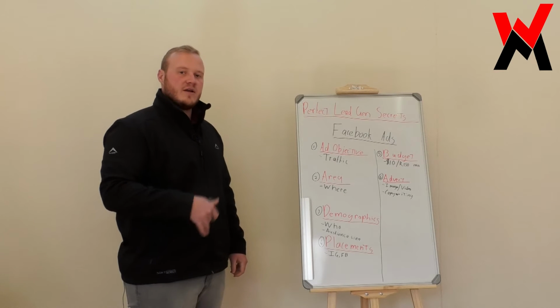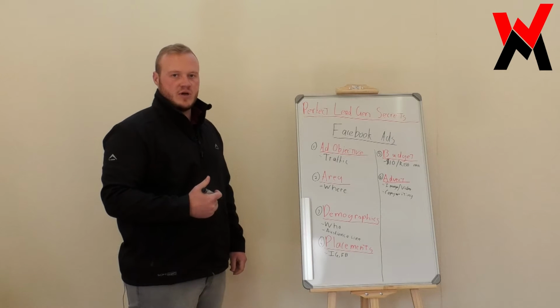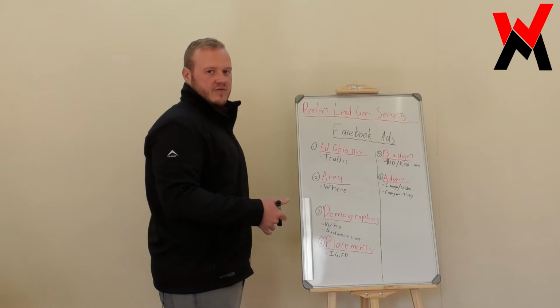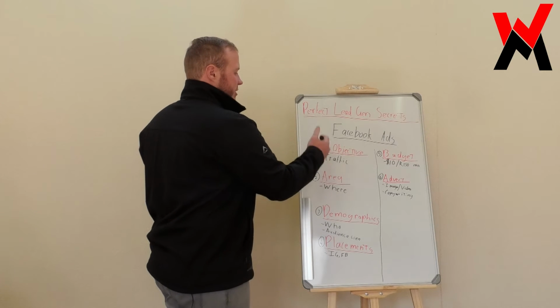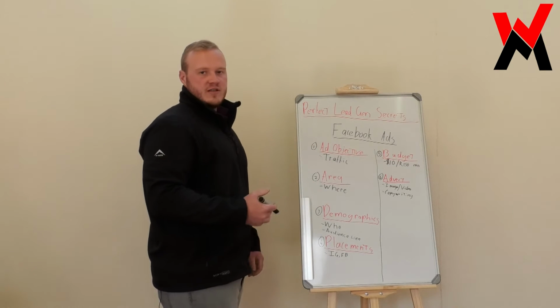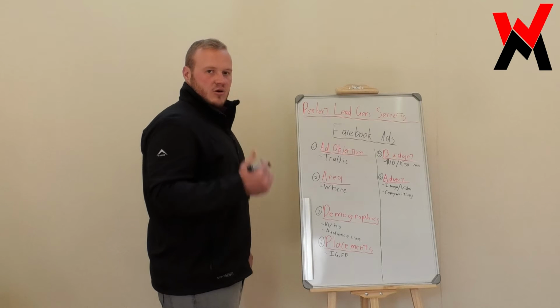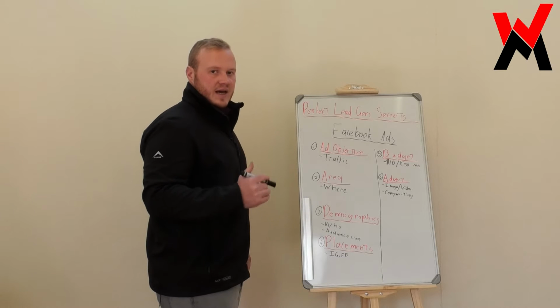So let's quickly take a look at Facebook ads and the structure of a Facebook ad. Basically, the first thing when you go and say you want to create a new Facebook ad is it's going to ask you what your ad objective is. An ad objective is basically what type of ad you want to run. You'll see there's a lot of options out there, but we're going to go with a traffic ad. That's a cost per click ad.